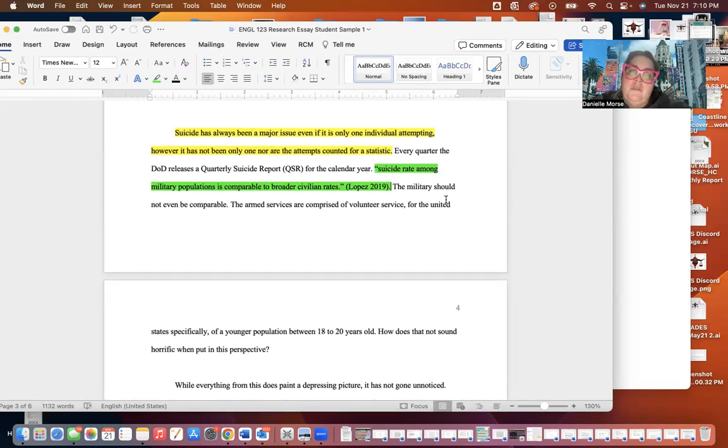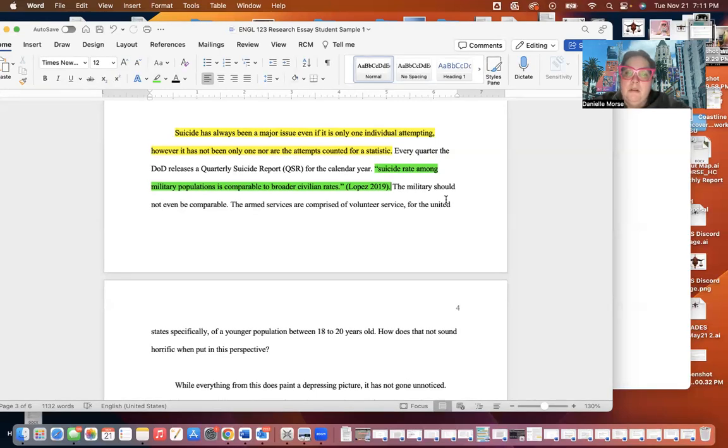"The military should not even be comparable." That's that emotion coming through. I feel it in the rhetoric. "Should not even." It's very aggressive. There's times when aggressive writing is beneficial, but we have to be very careful about I'm being aggressive to make an argument versus I'm being aggressive because I feel emotional.